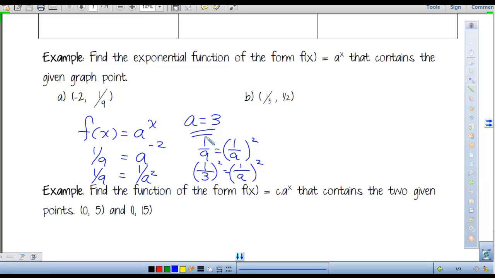All right, what they asked us to find was the actual function. So we would say our function is f of x equals, we said a was 3, so 3 to the x. And we can check that out when we do 3 to the negative 2, we get what? We should get 1/9. Okay, very good. All right, what about this one?